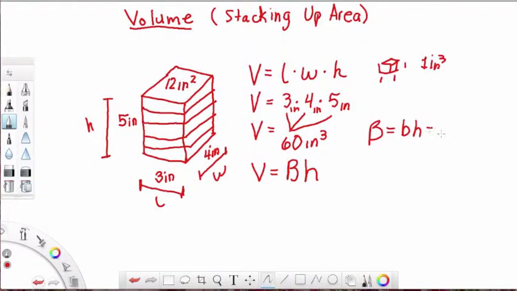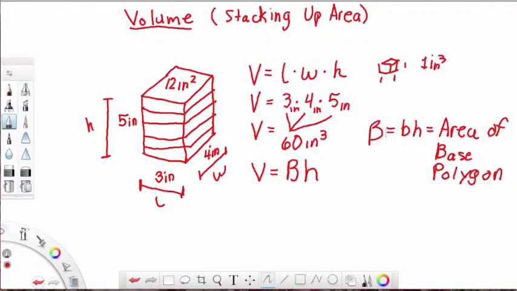Okay. It's the area, okay, of our base polygon, and we're going to stack it. See how many, the height, okay?